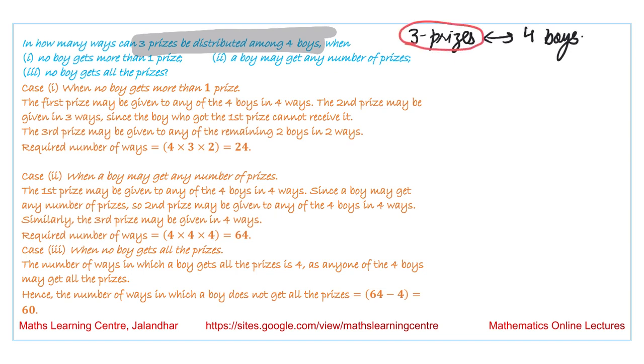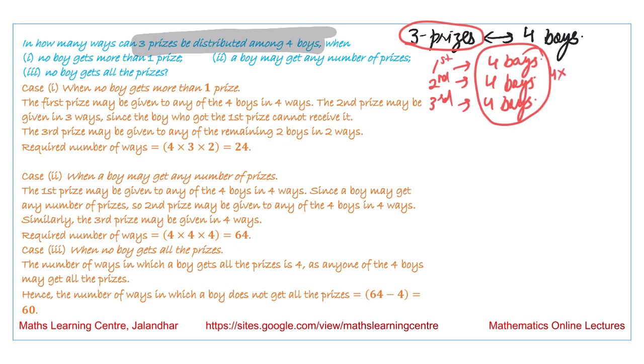prizes, we are saying the first prize may be given to any of these 4 boys. The second prize may be given to any of these 4 boys, we have 4 options, and the third prize may be given to any of these 4 boys. So the total number of options we have is 4 into 4 into 4, that is equal to 64.